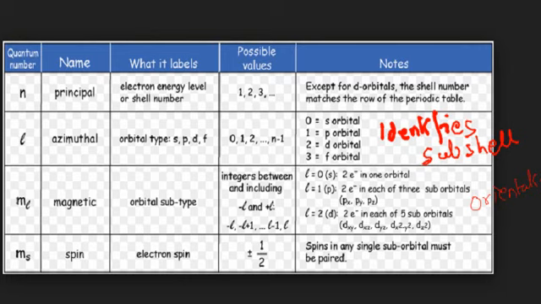And lastly, the electron spin or the magnetic spin quantum number, which has values minus half and plus half and determines the orientation of the spin. Spins in any single suborbital must be paired. Thus, you will notice a sign of this in each orbital.